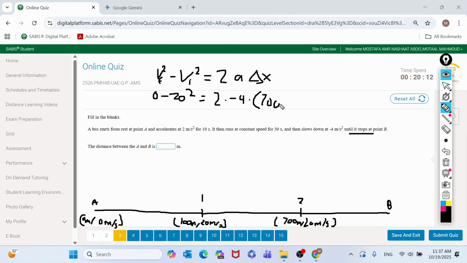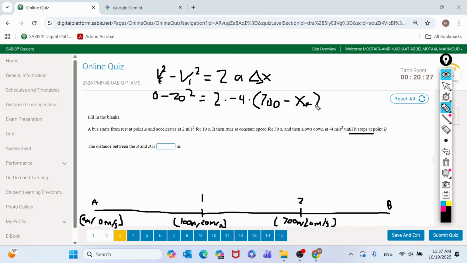We just don't have x final. This x final is going to be x final for b, and it's going to be the x final for the whole thing. So that's what we're trying to find.